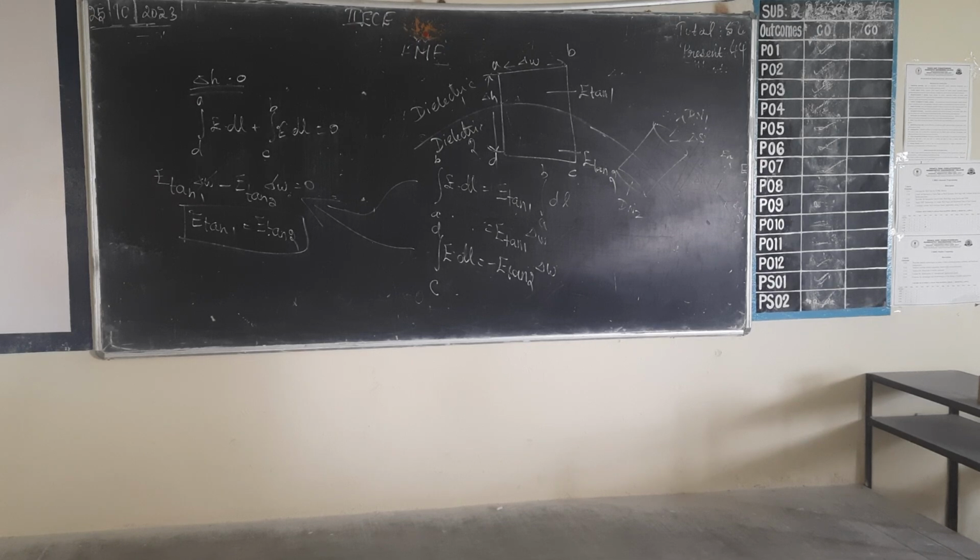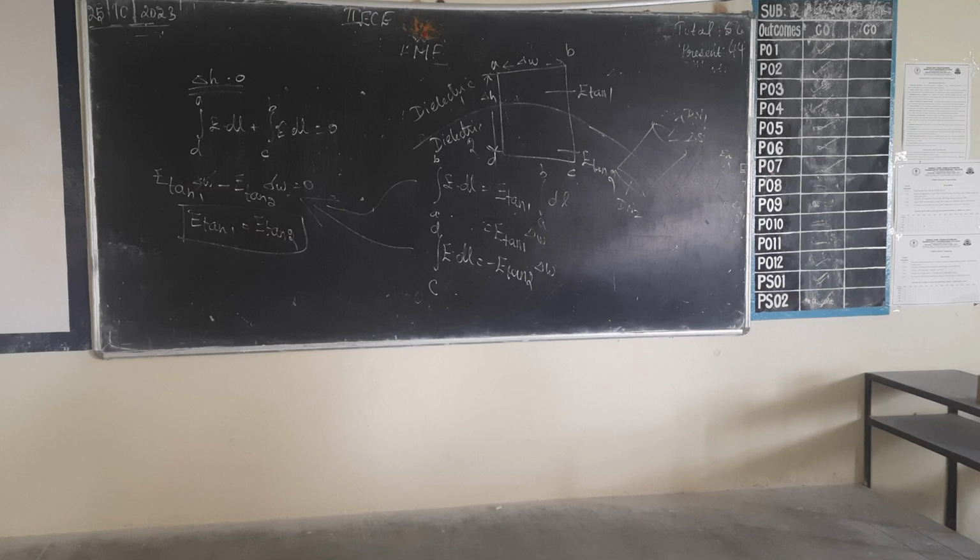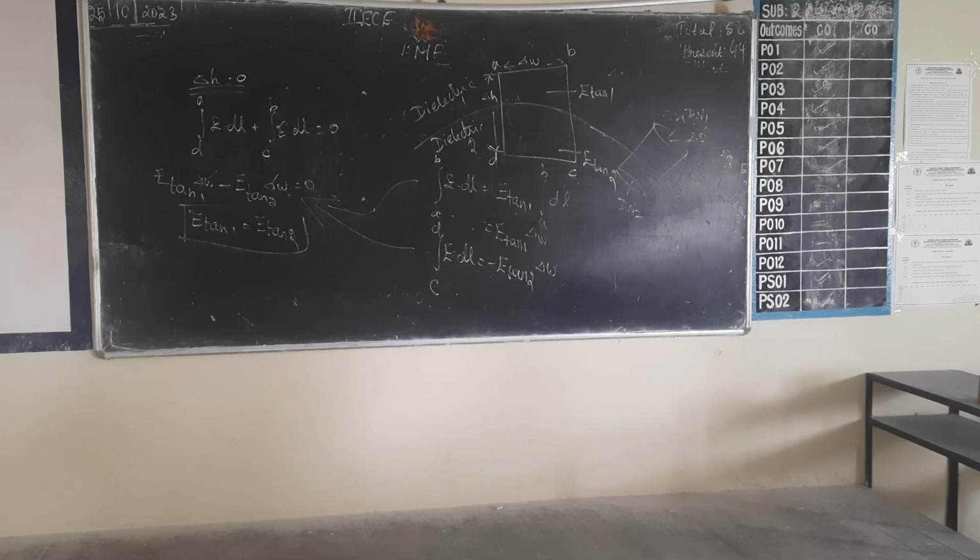So what is the condition to be satisfied for the boundary condition to be continuous? What is the condition at the boundary in order that the dielectrics are continuous? E tan 1 is equal to E tan 2, or the tangential component of field intensity of the first dielectric, E tan 1, must be equal to E tan 2, the tangential component of the second dielectric. Is it clear? Right.